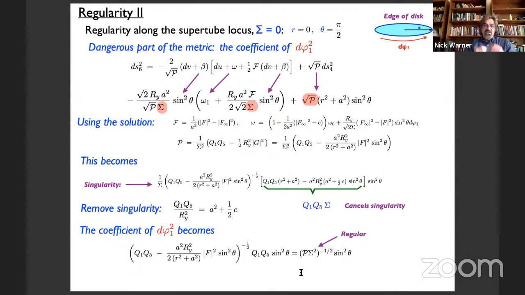So this is the supertube regularity condition, but also notice that, in fact, this is the condition. Oops, this is supertube regularity. Previously, for a supertube, we had Q1, Q5 over Ry squared was A squared, but now we have to set it to this quantity, A squared plus a half C. This RMS part of the function f contributes directly to this regularity condition.